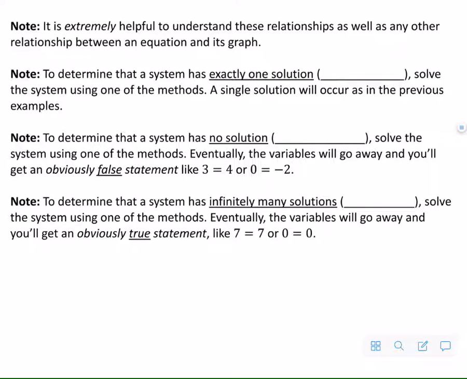Just remember, one more time, that you have 3 different types of answers that you can get for a system. You can get exactly one solution. Do you remember what we call it when we have exactly one solution? Flip back to 9.1. I gave you names. There's 3 words for these. Independent.